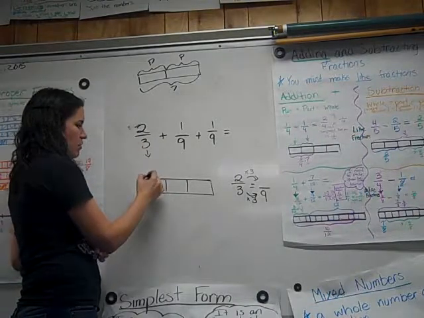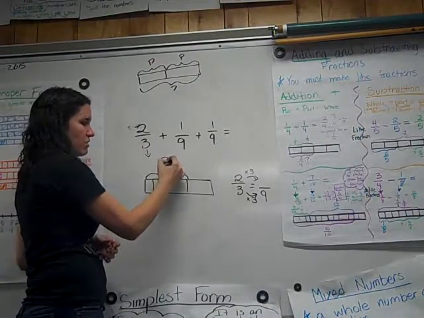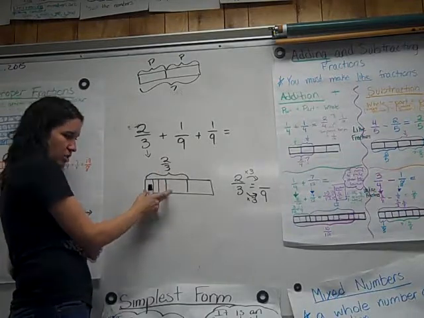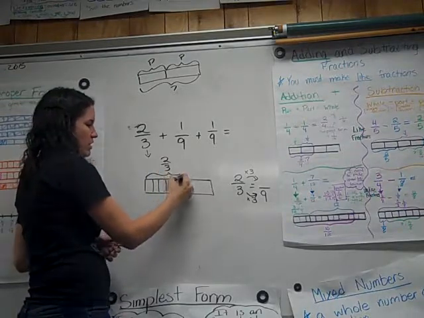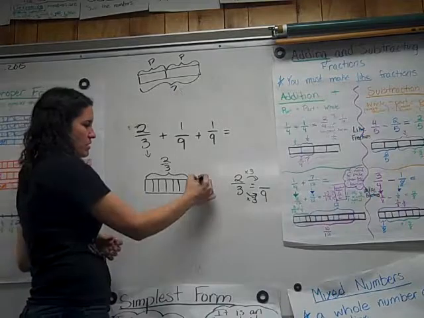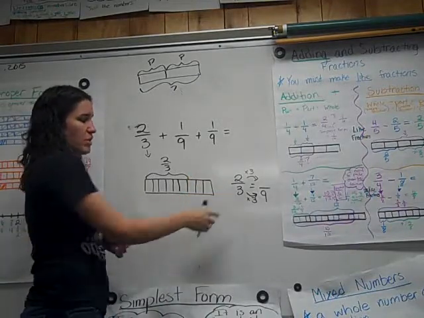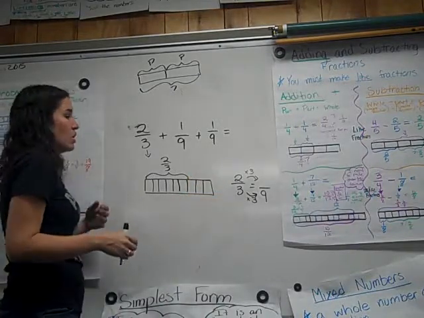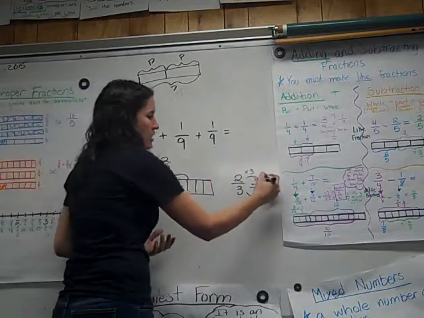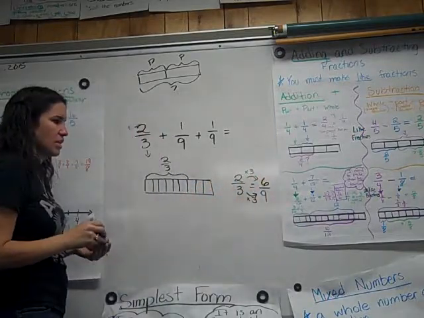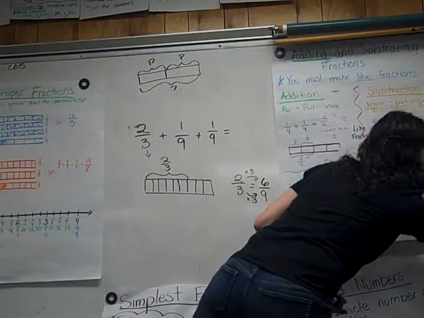Oh, I never put my 2/3 on there. That was the original 2/3, sorry. So I took this one part and turned it into 3 parts. I take this one part and turn it into 3 parts. And I take this and turn it into 3 parts because we multiplied times 3. So now this 2/3 has become 6/9.